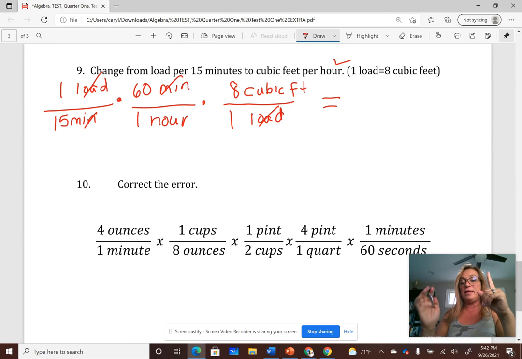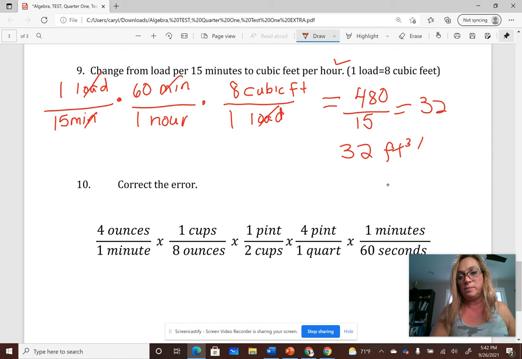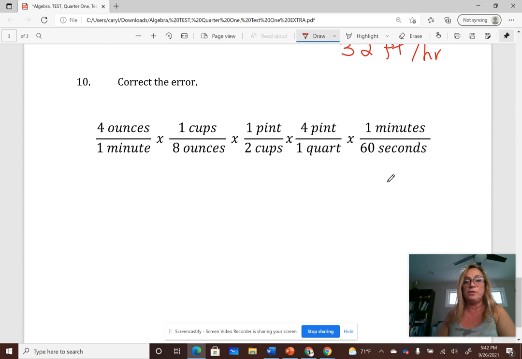So remember, in the rates, whatever words come first, that's the numerator. Okay? So when I multiply the top, I get 480 over 15. So I have to divide. And that's 32. That's a nice answer. So 32 cubic feet per hour. All right. So, my suggestion with these is look at the words first and then deal with the numbers.